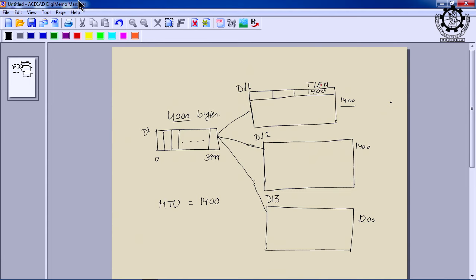This field remains the same. HLEN remains the same because it is not going to add any extra header; whatever extra header is here will be copied here. Then you have the total length. The total length was 4000 in the original datagram and now it has become 1400. Next you had the ID field. If the ID of this datagram is, let us say, XXX, then the same ID has to be copied in all its datagrams.